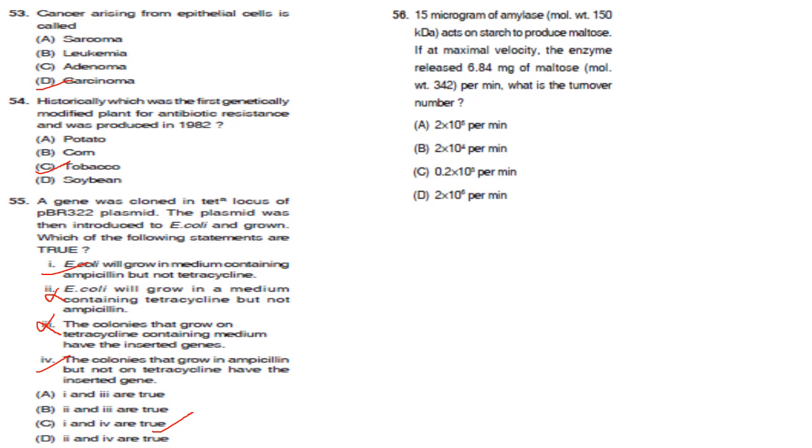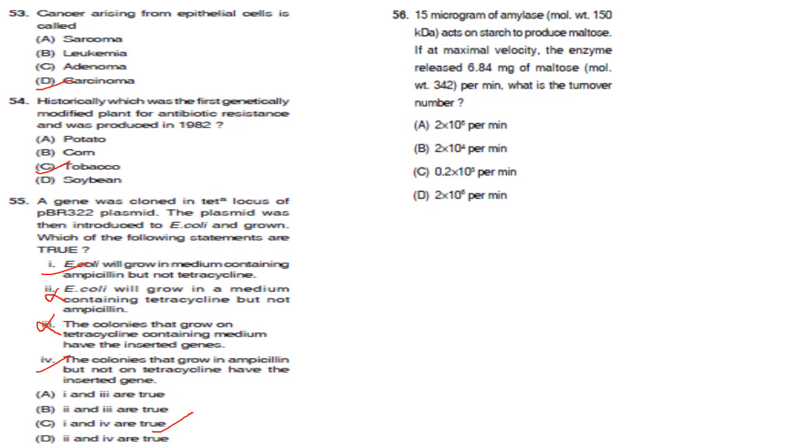Then cancer arising from epithelial cell is called carcinoma. Sarcoma is for a cancer of the bone or muscles. Leukemia is of the blood cells or blood cancer. Adenoma is a benign tumor. So the cancer arising from epithelial cell is called carcinoma. Then historically, which was the first genetically modified plant for antibiotic resistance and was produced in 1982? It was tobacco.